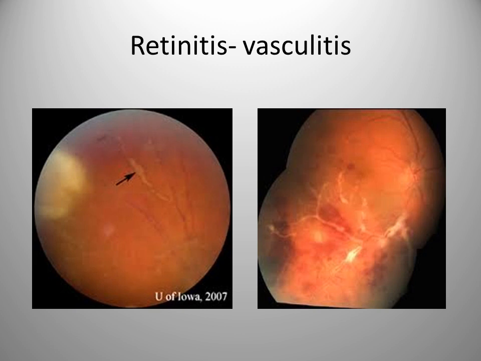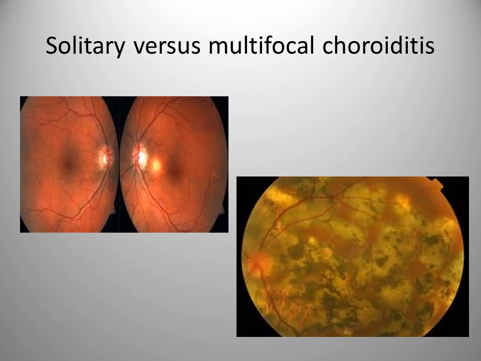This slide shows us the sign of vasculitis. As you can see, the inflammation around the vessel walls. Also, the picture on the left shows this area of retinal whitening, which represents retinitis. This slide shows choroiditis. The picture on the left shows us a single site, solitary choroiditis, while the picture on the right represents multifocal disseminated choroiditis.